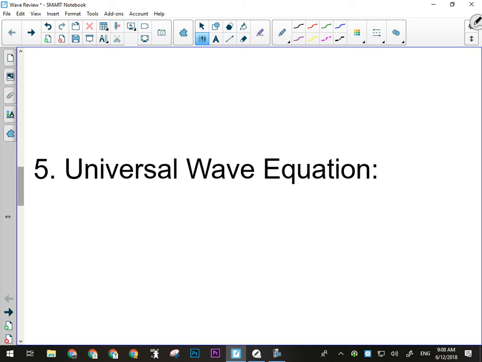Okay, so v equals f times lambda, or lambda over T, whichever, but you'll definitely be using that many, many times. Once kind of for its own sake, and then obviously as part of other questions as well.